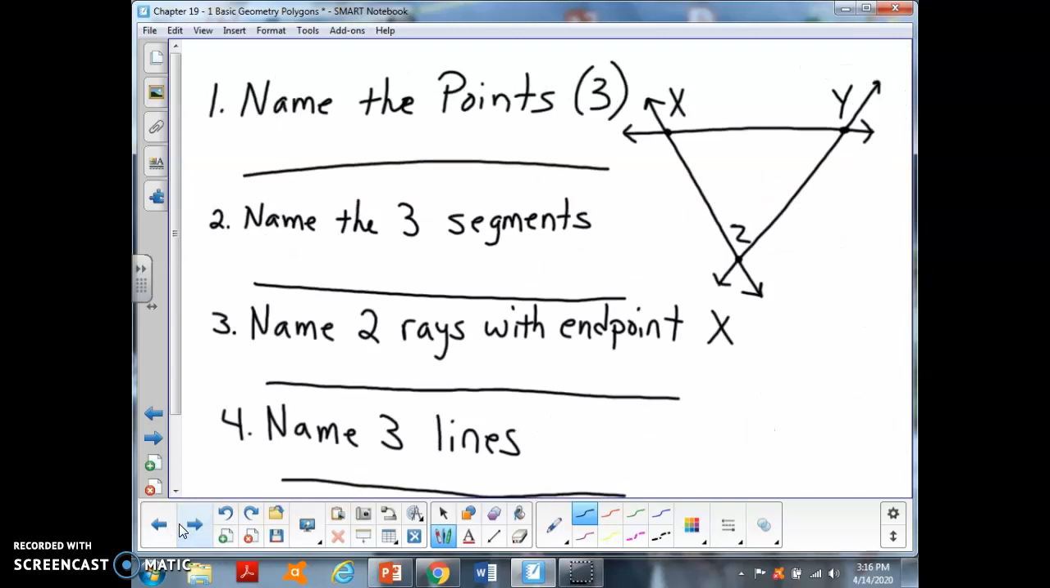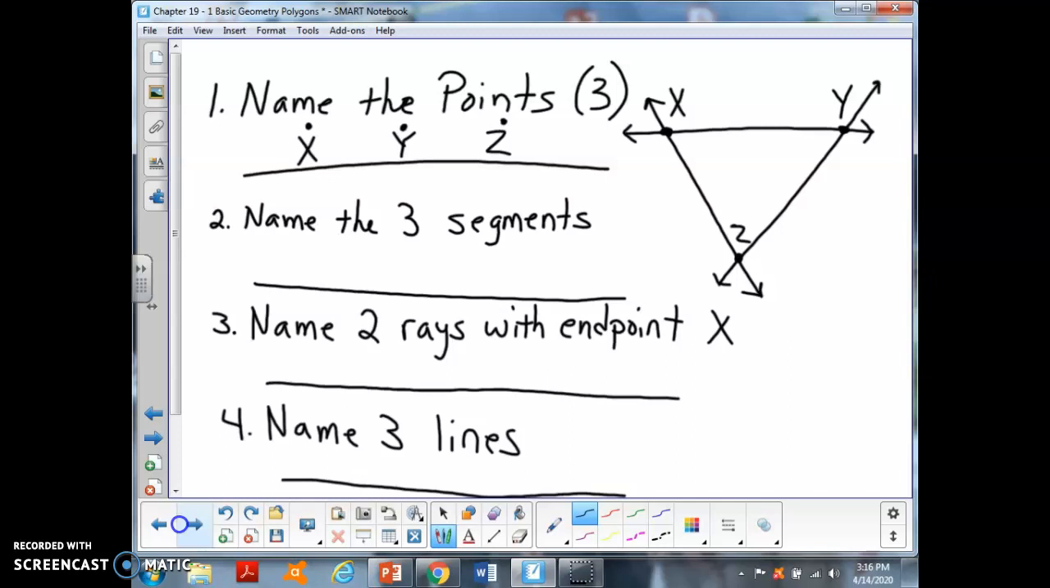Now, how do we go and label these from a figure? Your worksheet today will have this. How do I name 3 points? Well, here's a point. Here's a point. And here's a point. So, my label. Here's my symbol. Point X. Point Y. And point Z. Hopefully you can see that in the diagram. That's how we would label them.